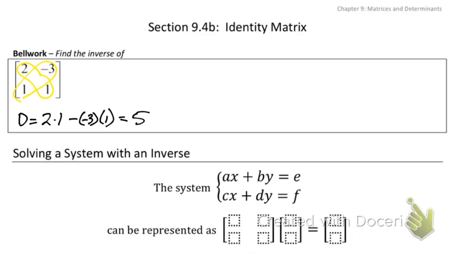All right, then for our inverse, we're going to swap the top left and bottom right numbers. So that 1 and 2 are going to switch places. We're going to have 1 up here, 2 down here. And then we're going to switch the signs in front of the other 2. So that's going to be a positive 3 and a negative 1. Then we're going to put them all over that determinant. So it'll be 1 over 5, 3 over 5, 2 over 5, and negative 1 over 5.